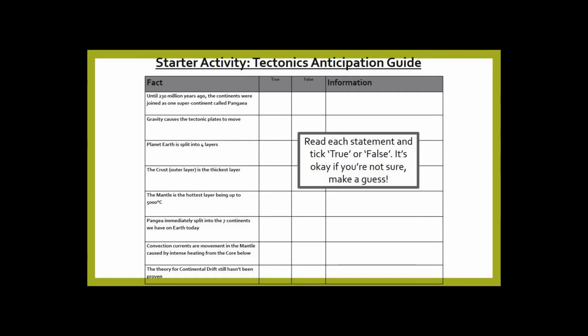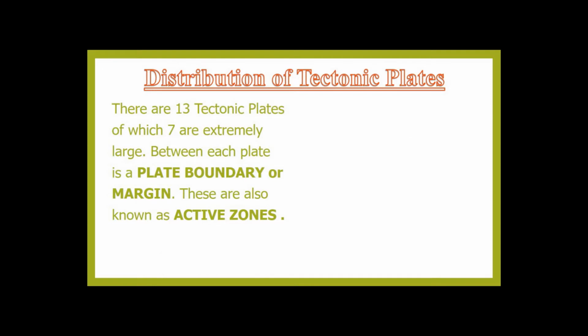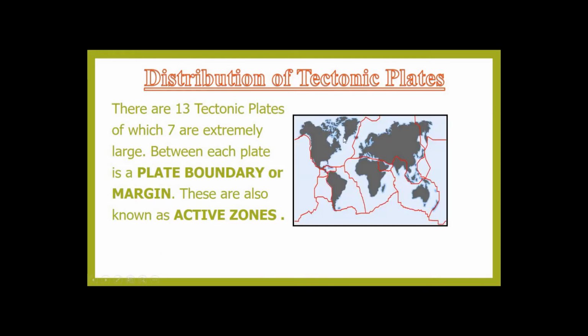Okay, so let's get into it. There are 13 main tectonic plates, of which 7 are extremely large. In fact, they've got entire continents sitting on top of them. So the tectonic plate that has North America sitting on it is known as a North American plate.